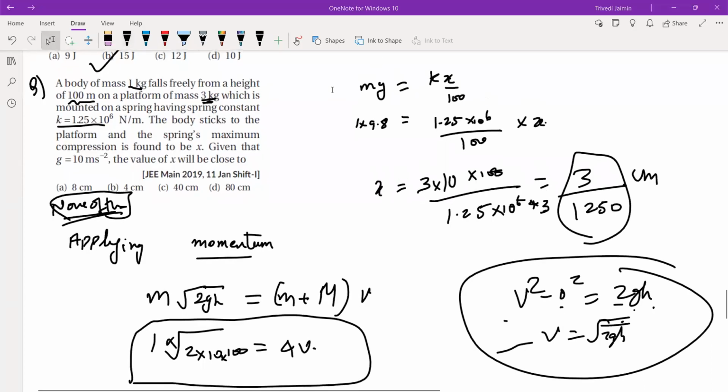Okay, so how did we start here? We checked first if we are able to find this value, but it's very, very small. That is 3 divided by 125 we are getting, which is not an option, and it is very, very small.